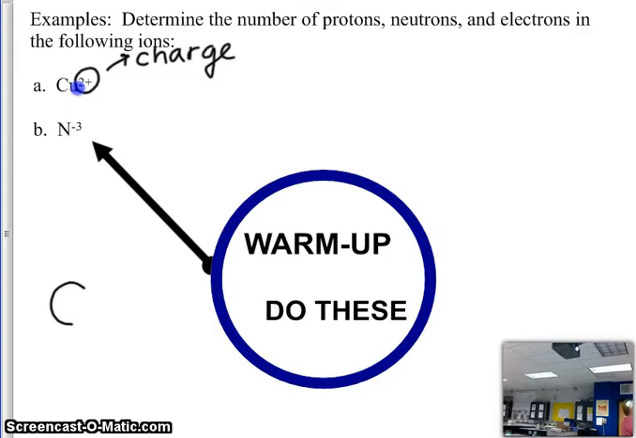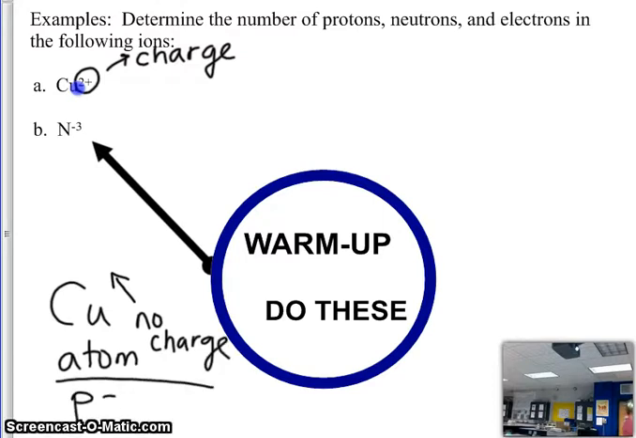If it were just a copper atom, there would be nothing here. There's no charge represented. So that would just indicate a copper atom, where the protons equal the electrons. But since they gave us a charge, we will use it. That's how we know it's an ion, and obviously it's a cation. So we have Cu plus 2, and they want protons, neutrons, and electrons.